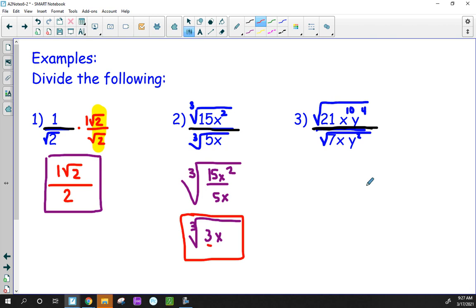Okay, example 3. I have the square root of 21x to the 10th y to the 4th divided by the square root of 7xy squared. Again, because the index numbers are the same and because the radicands I can actually divide, it's probably best to write it as one big radical.